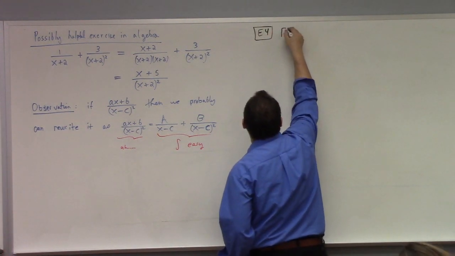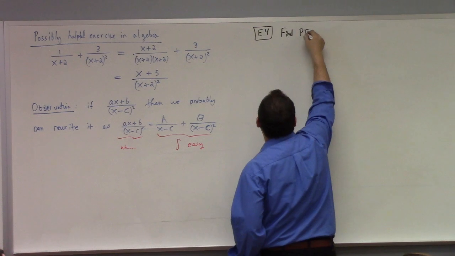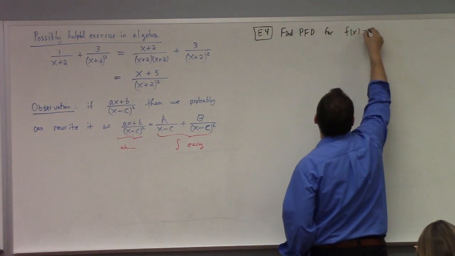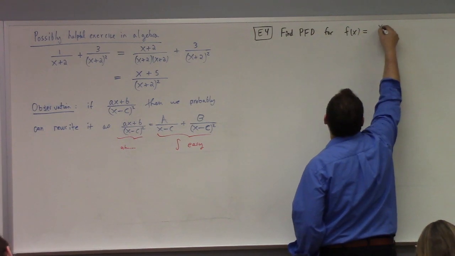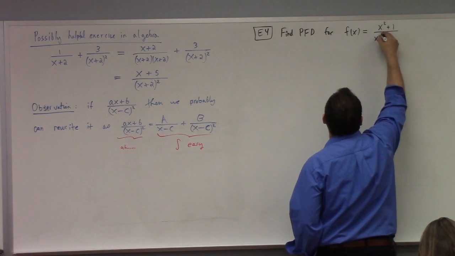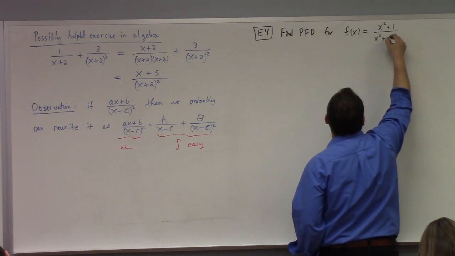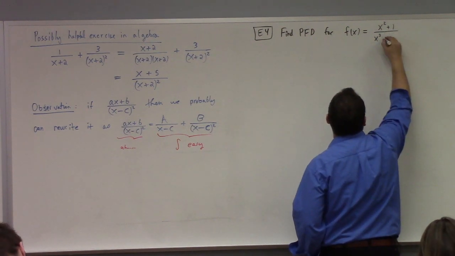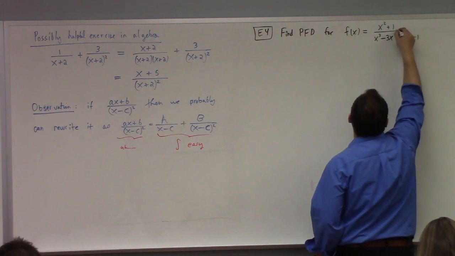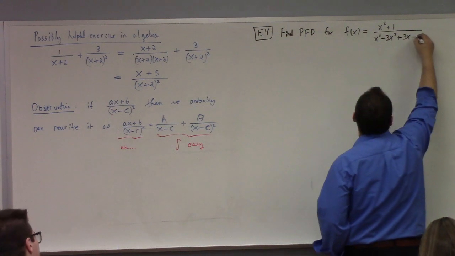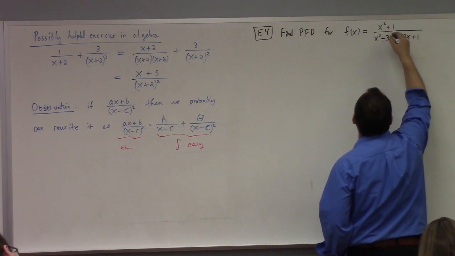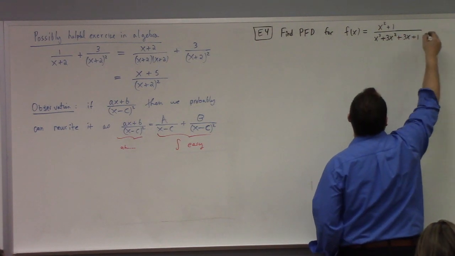Let's find the partial fraction decomposition for f of x equal to, let's say, x squared plus 1 over x cubed plus, well, x cubed minus 3x squared plus 3x minus 1. Or plus 1, rather. I'll make it all pluses. I'm sorry. I'll get with the program eventually here, guys.